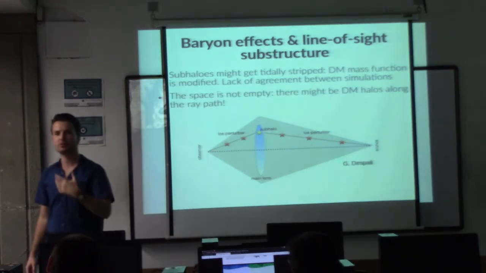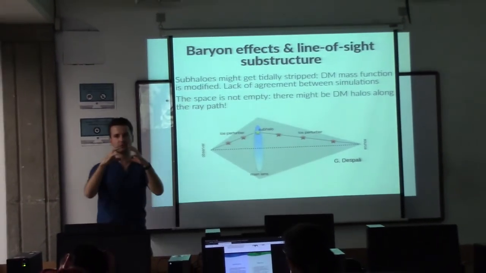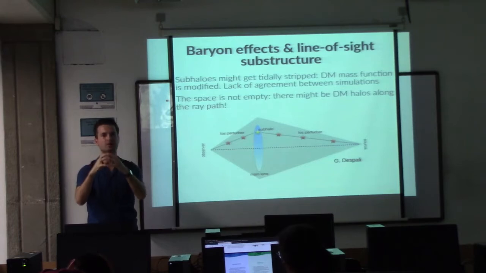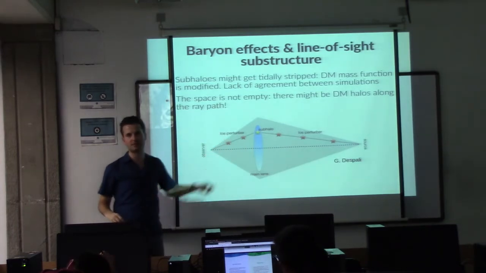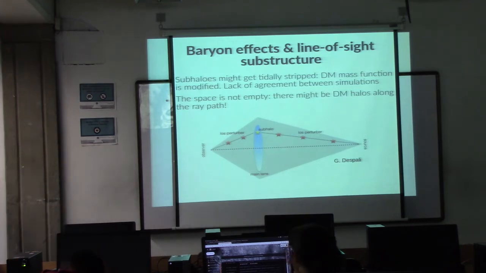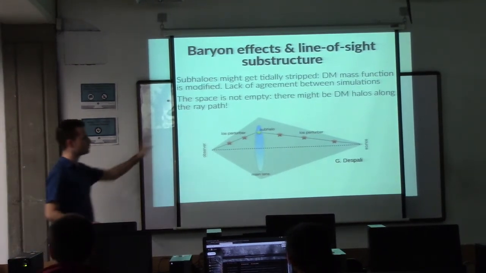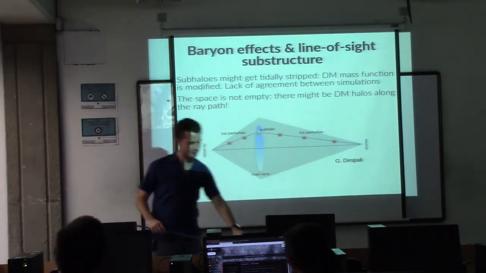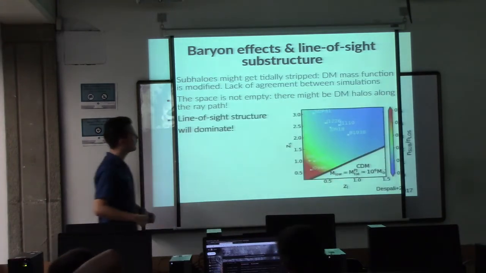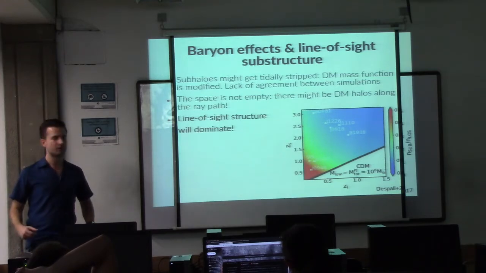This really depends on the quality of your cosmological simulations. You might have good enough mass resolution where your galaxies are, but what about the voids, the empty space between them? This has finally been possible in the last few years, after a lot of back and forth where people were saying it doesn't matter or it matters completely. A recent work by Giulia Despali showed that actually line of sight structure will dominate the signal.